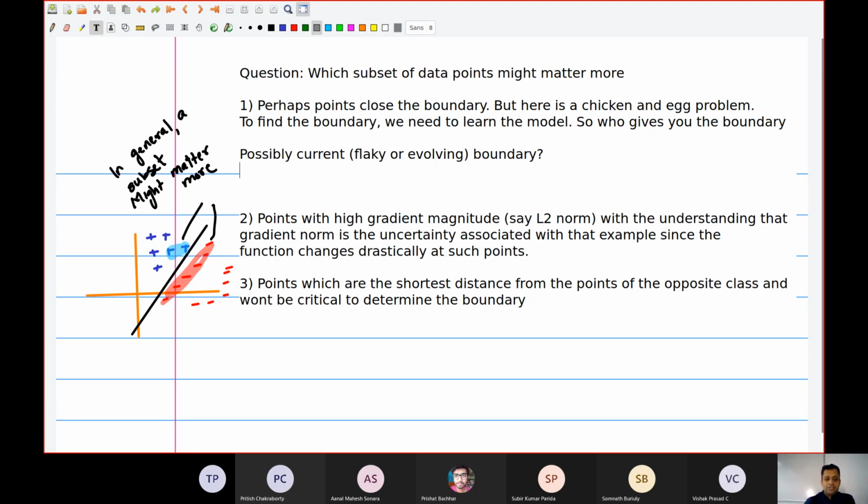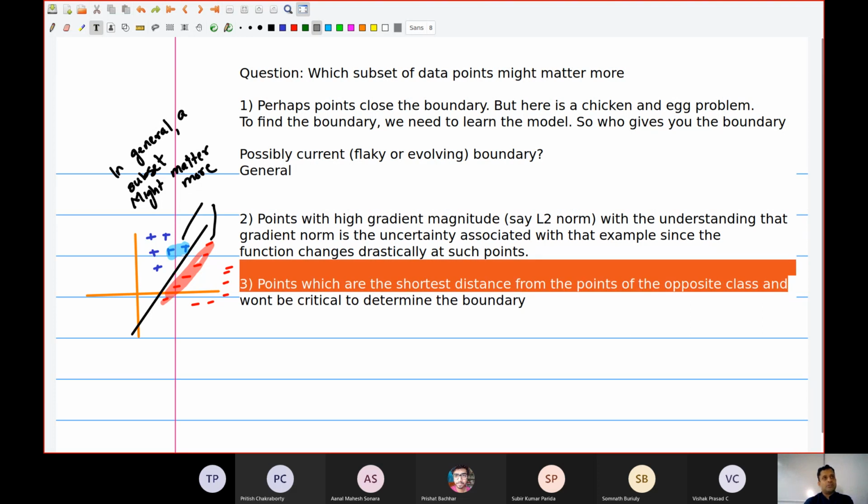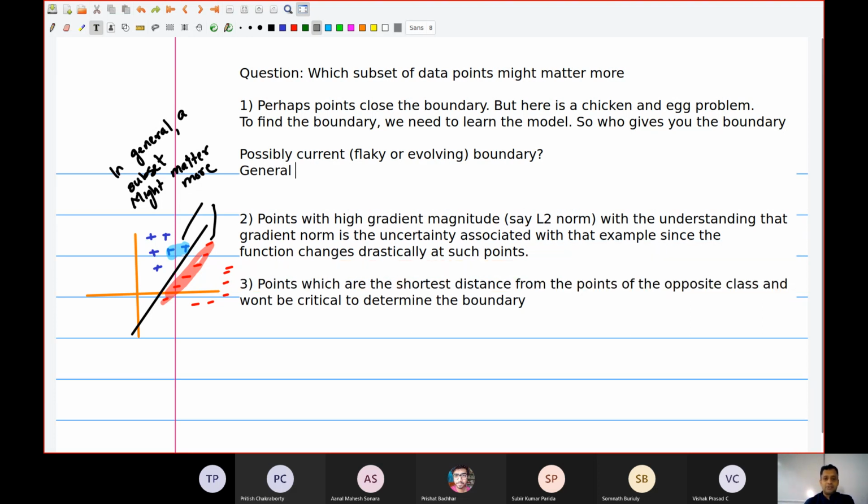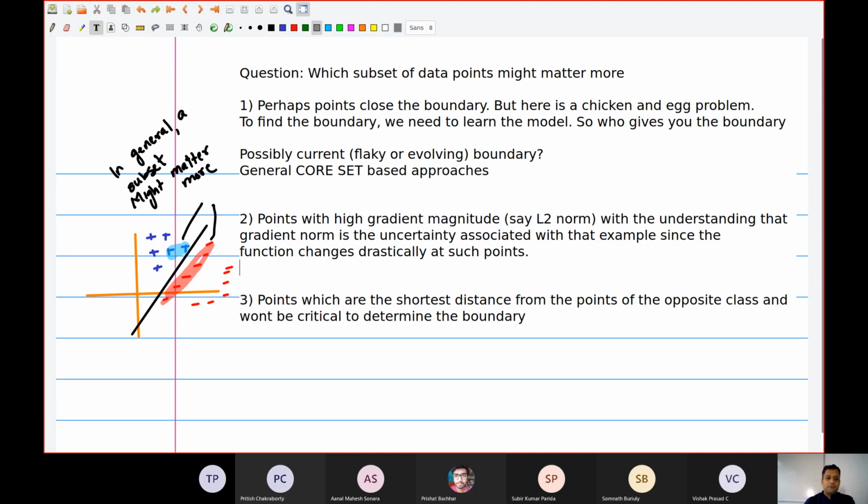This is the general idea of core sets. I'll just write down these names. Since I said we'll be moving to subset selection, core set based approaches have this, but I'll look at more specific ones. So, gradient norm. There's a lot of reference. The second class which you talked about.